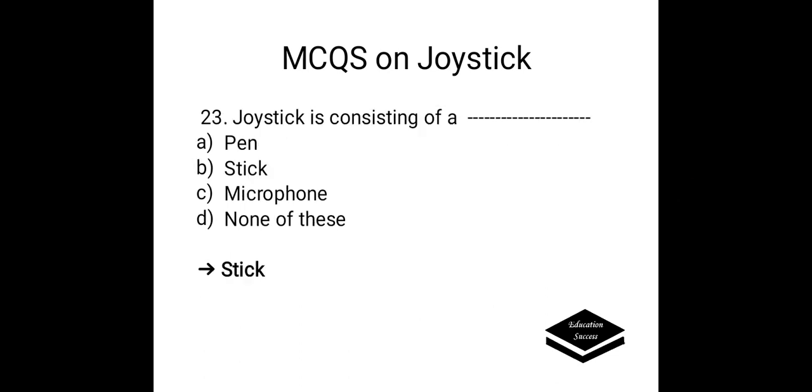Joystick is consisting of a. Options are A. Pen, B. Stick, C. Microphone, D. None of these. Correct answer is stick. Joystick is consisting of a stick.